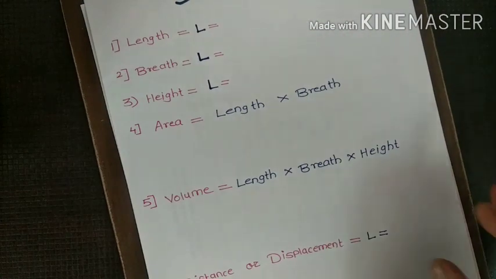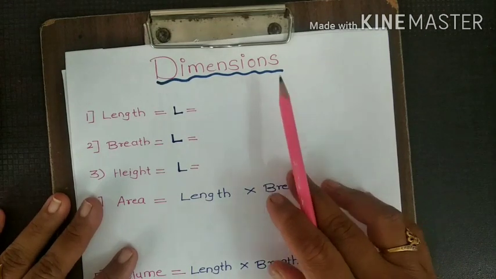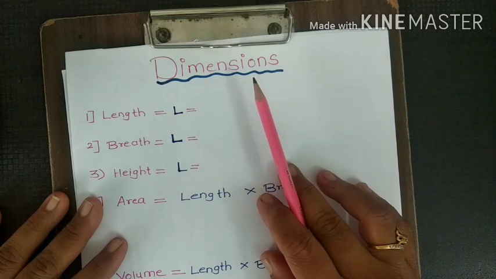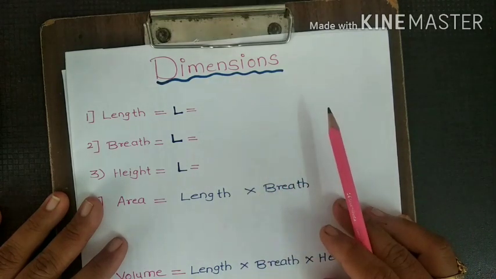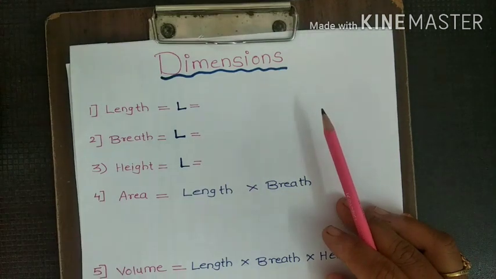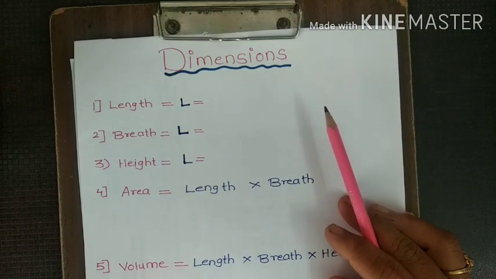Then next we study about dimensions. So at first, what is meant by dimensions? Dimensions of a physical quantity are defined as the powers to which the fundamental units are raised to get the unit of that quantity. These are denoted by MLT.